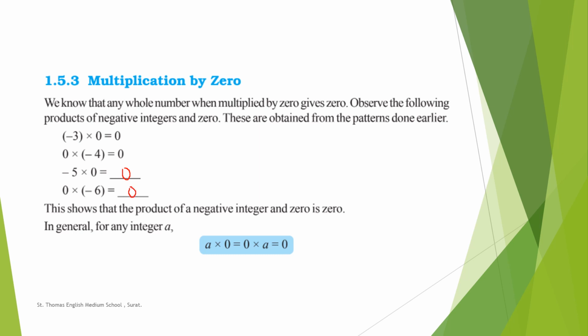So what do you observe here? This shows that the product of a negative integer and 0 is 0. And in general, for any integer a, a multiplied by 0 is same as 0 multiplied by a is equal to 0. Underline here, any whole number when multiplied by 0 is 0. Clear? So this property is known as multiplication by 0. That means the product of any integer, any negative integer and 0 is always 0.